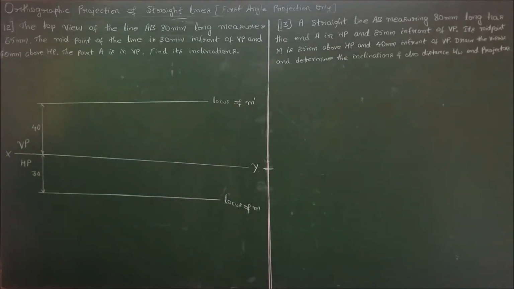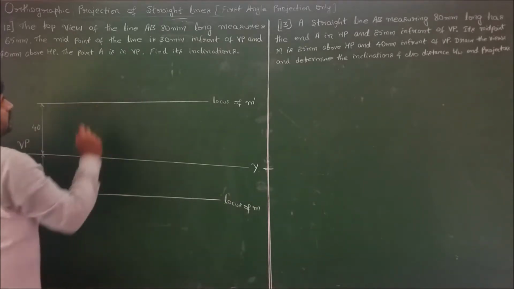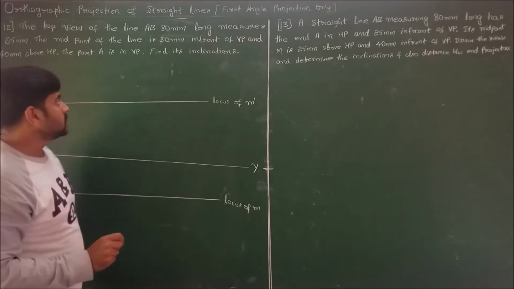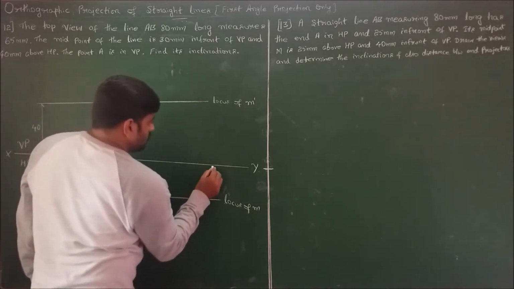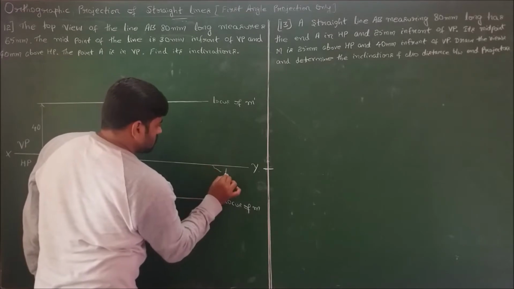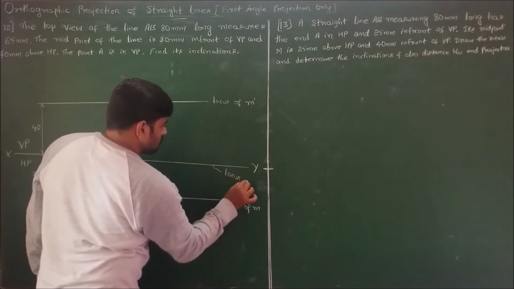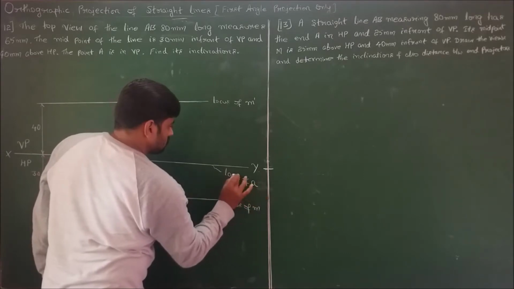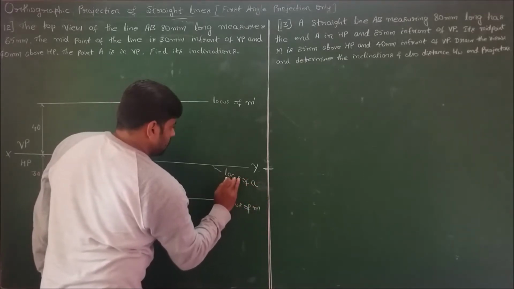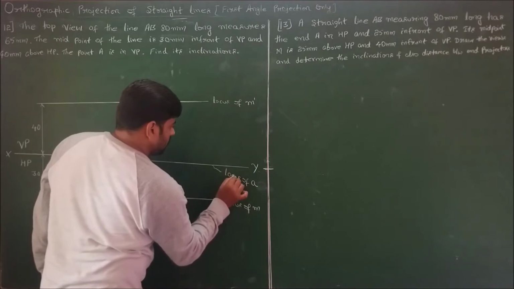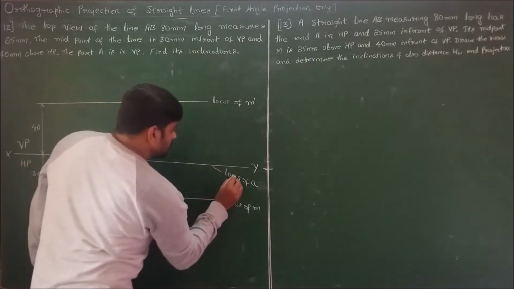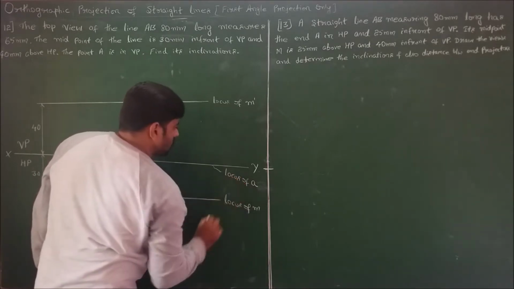The point A is in the vertical plane. Since he is stating the point A is in the vertical plane, I should show it in the horizontal plane. So this will be the locus of A. Anything given on HP will lie on the XY line in the front view; anything given with respect to VP, I should show on HP. So therefore, this is the locus of A.